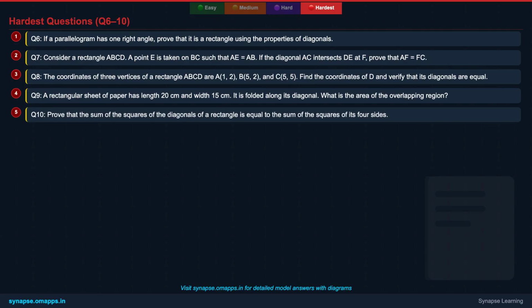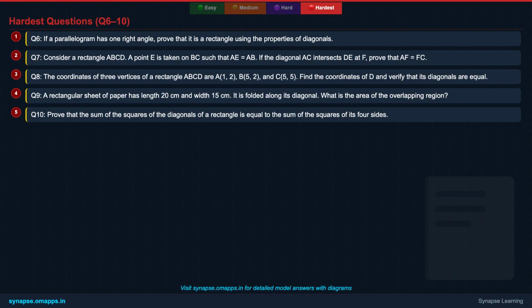Q6. If a parallelogram has one right angle, prove that it is a rectangle using the properties of diagonals. Q7. Consider a rectangle ABCD. A point Y is taken on BC such that AY is equal to AB. If the diagonal AC intersects DY at F, prove that AF is equal to FC. Q8. The coordinates of three vertices of a rectangle ABCD are A(1, 2), B(5, 2), and C(5, 5). Find the coordinates of D and verify that its diagonals are equal.